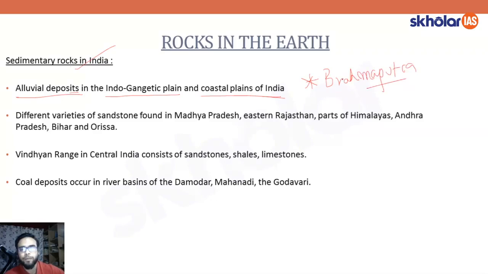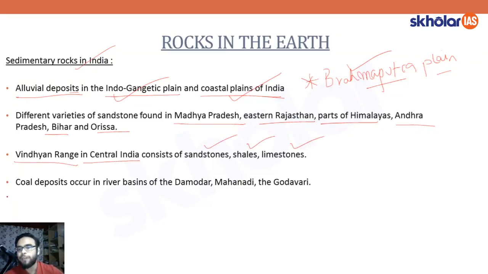Fine. First, alluvial deposits in the Indo-Gangetic plain, the coastal plains of India as well as the Brahmaputra plain areas. Then we have different varieties of sandstone, which are found in Madhya Pradesh, eastern Rajasthan, parts of Himalaya, Andhra Pradesh, Bihar and Odisha as well. Then the Vindhya range in central India, which consists of sandstone, shales, limestone. Then we have coal deposits which occur in river basins of Damodar, Mahanadi, Godavari.